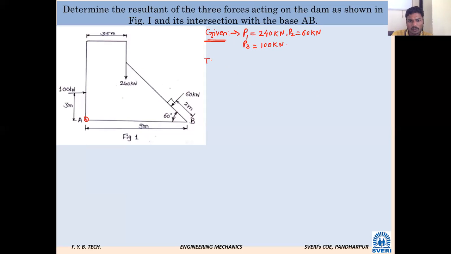What we are supposed to find as usual? Only three forces are there. Is it complex? It is easy. We are supposed to find the magnitude, direction, and the third thing, the position or location, of the resultant. With respect to what point? Point A. Very good. With respect to point A.